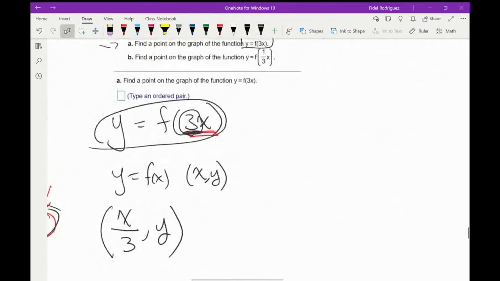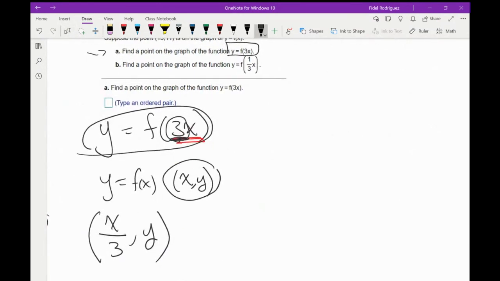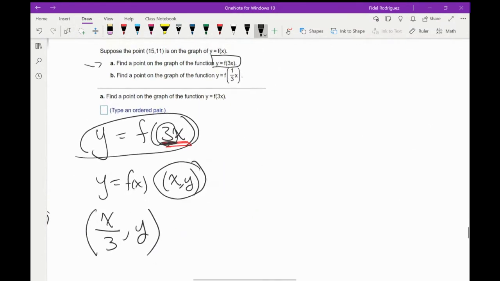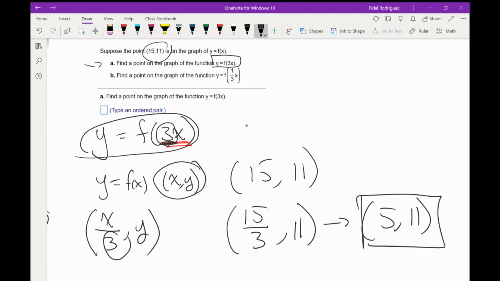Okay, so I'm just kind of using what I have here to answer my problem. So look, I'm going to come back over here and I'm going to look at the problem that we had. Here's my problem. Remember we said the points are in the form x and y. Look at the point that they gave us. They told us that the point that we had was (15, 11). So now we're going to take 15, but we have to divide it by 3, and then that number stays as 11. So then this point is going to be the point (5, 11). So for the first part, my answer for part A would be (5, 11), right?